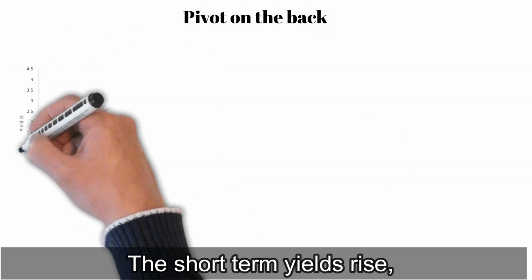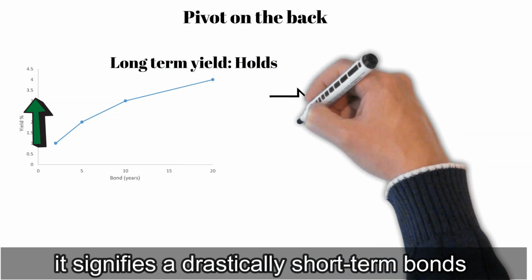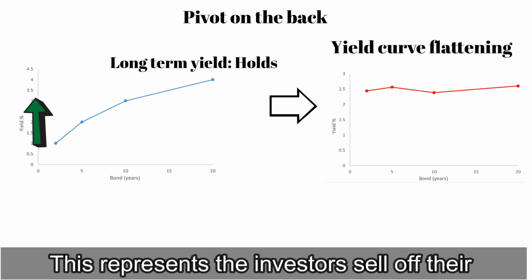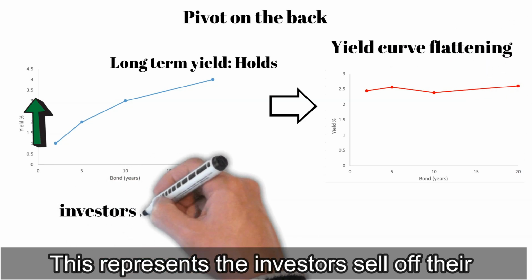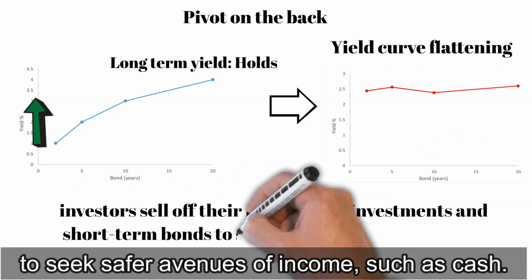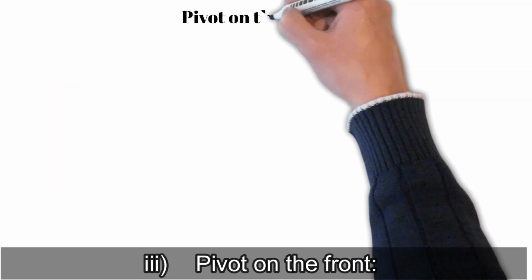Second, pivot on the back. The short-term yields rise while the long-term yields hold. When this happens, it signifies that short-term bonds are drastically sold off. This represents investors selling off their risk market investments and short-term bonds to seek safer avenues of income, such as cash. Third, pivot on the front.